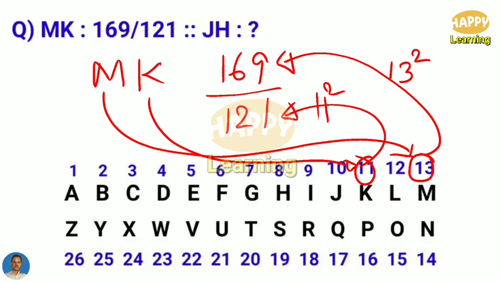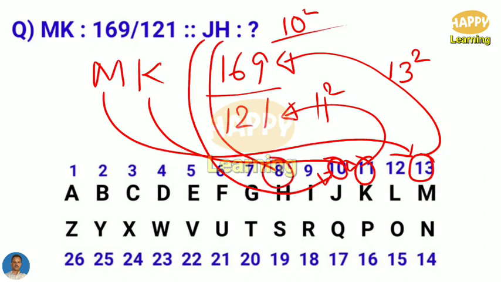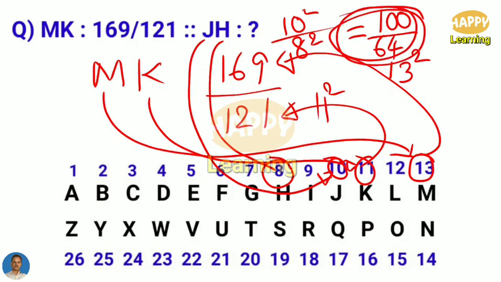So like that, J is coded as 10 and square of that, so 10 square by H is coded as 8, so 8 square. 10 square by 8 square means 10 square is 100, 8 square is 64. So 100 by 64 is the answer.